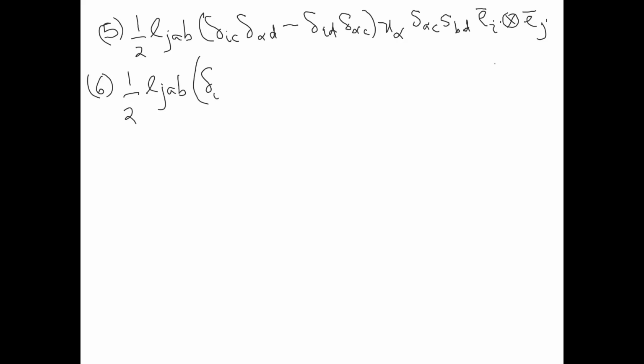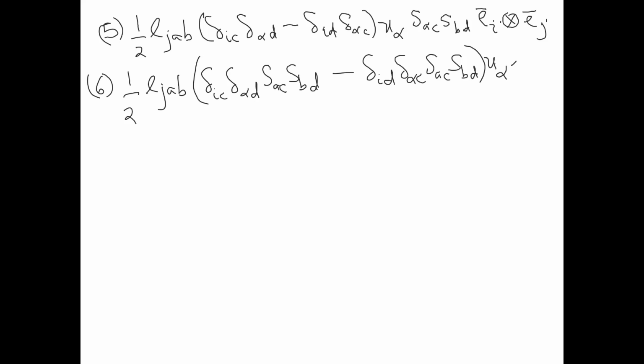Chronicle delta IC, chronicle delta alpha D, SAC, SBD. If those chronicle deltas act on the components of those tensors, and I open the brackets, minus chronicle delta ID, chronicle delta alpha C, SAC, SBD, U alpha, EI, EG.